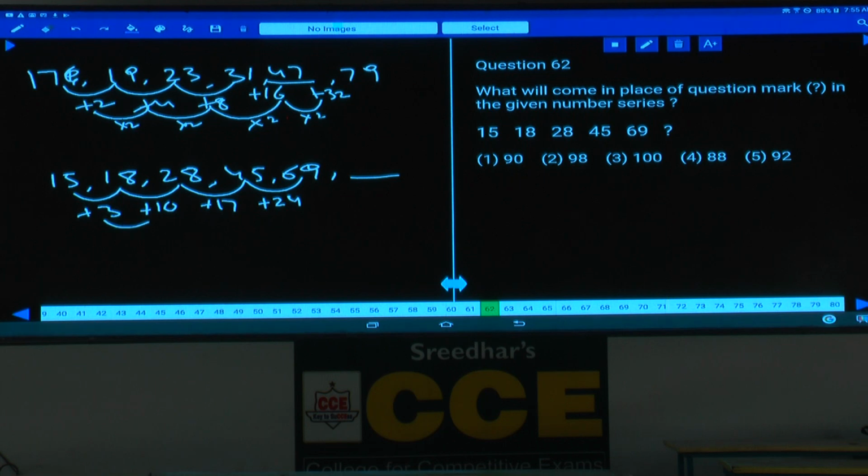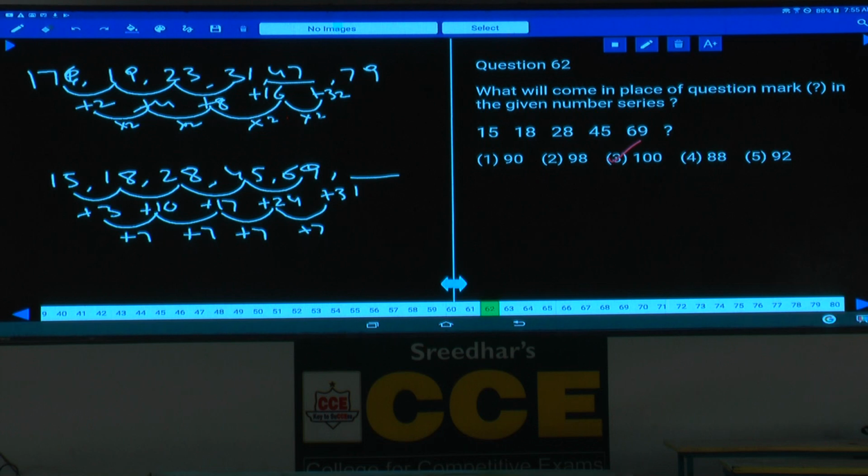Then what is the difference between 3 and 10? 7. Here the difference is 7. Here the difference is again 7. Constant. 7 is added. 24 plus 7 is how much? 31. Now 69 plus 31 is how much? 100. Choice 3. Now question number 62, it is choice 3.